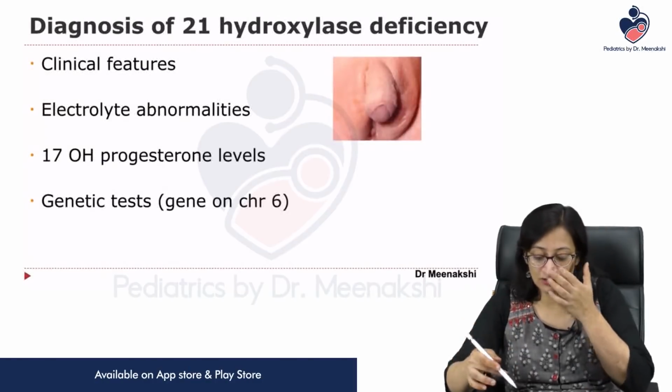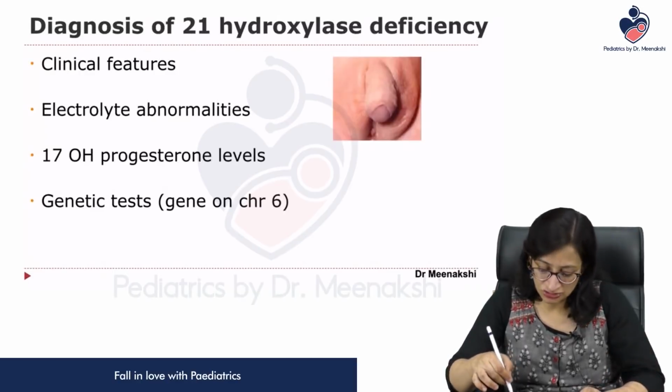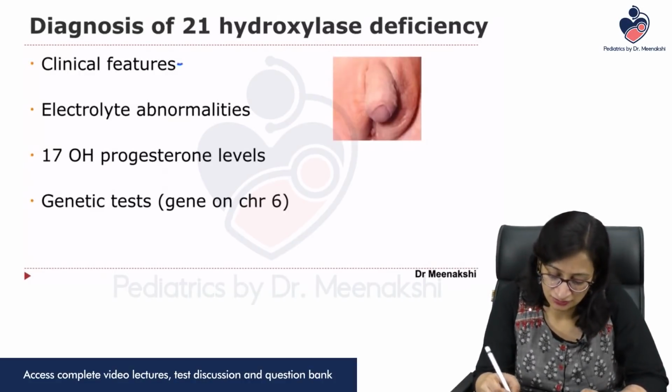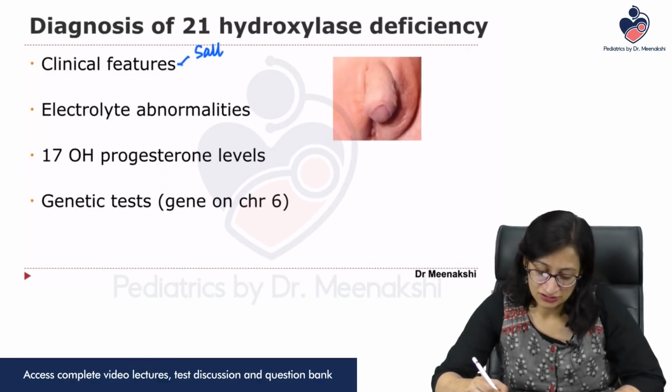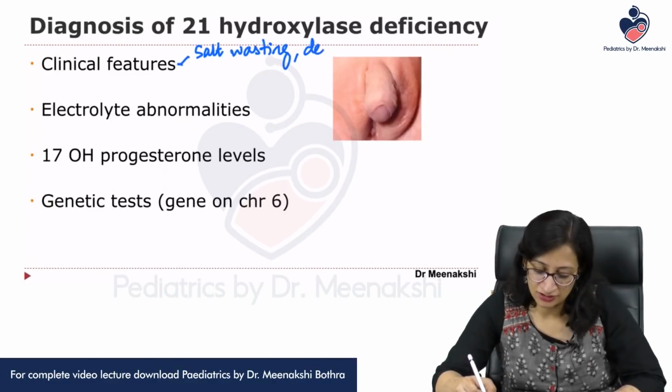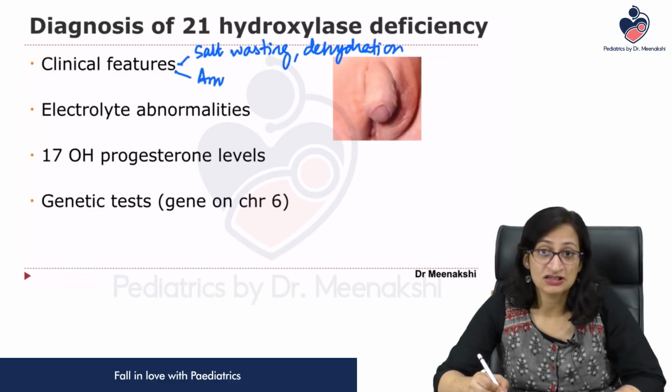Clinical features, as we already mentioned, would include salt wasting and dehydration in both male as well as female babies. But there will be ambiguous genitalia in females because of excess testosterone.